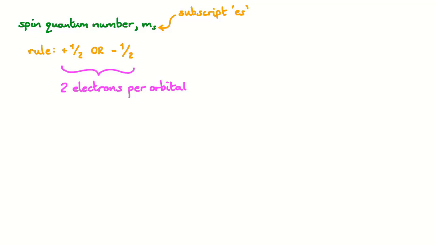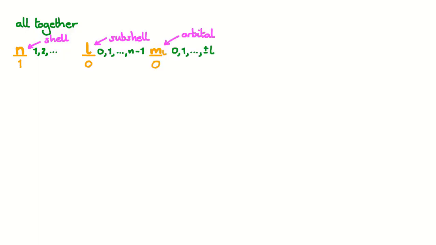Let's do a quick run-through of them all. At the top, we have the principal quantum number, the shell number. For the first electron shell, there's only one value of the subsidiary quantum number allowed, and that's 0. And for the first electron shell and the S-type subshell, we can only have one value of the magnetic quantum number, and that value is 0.